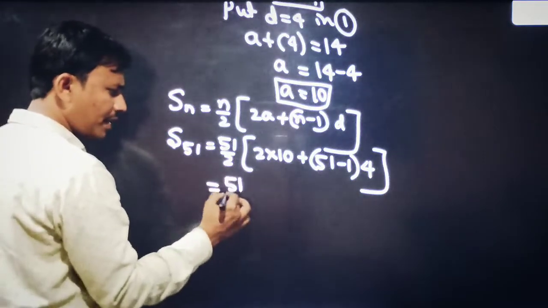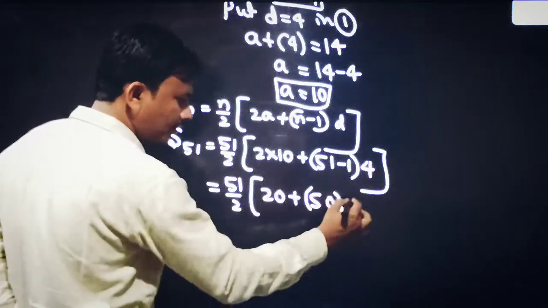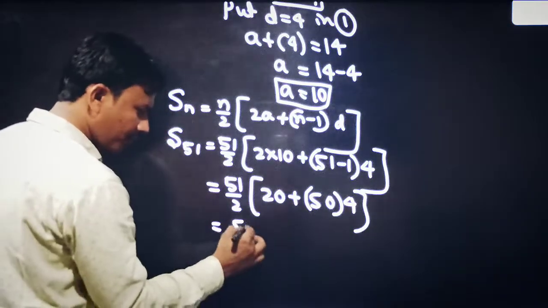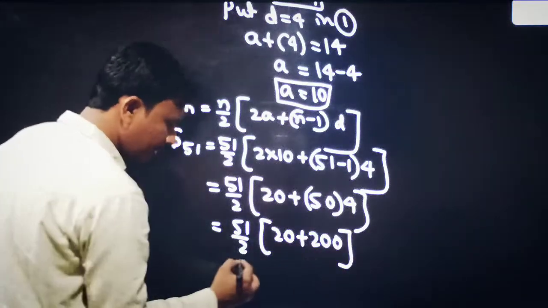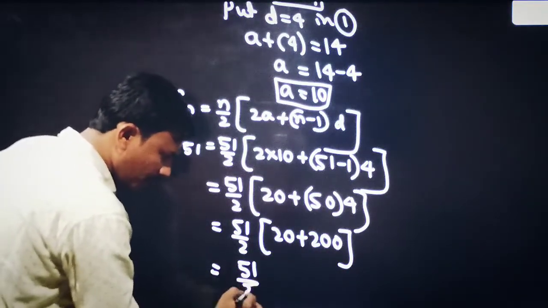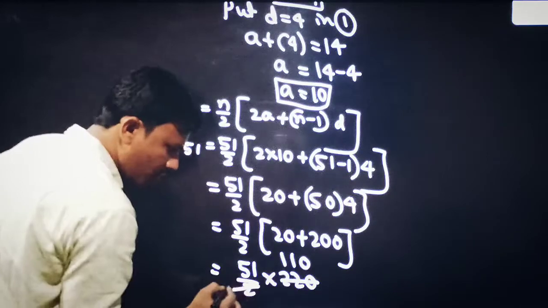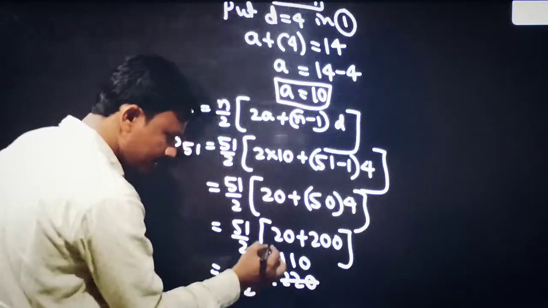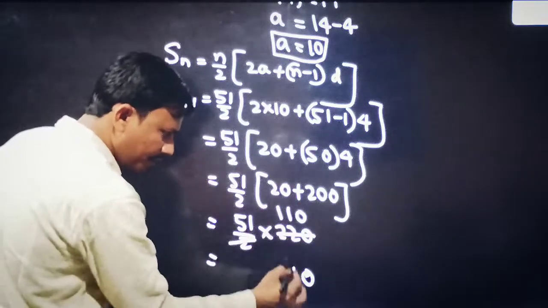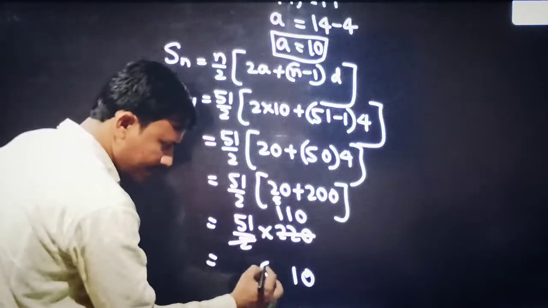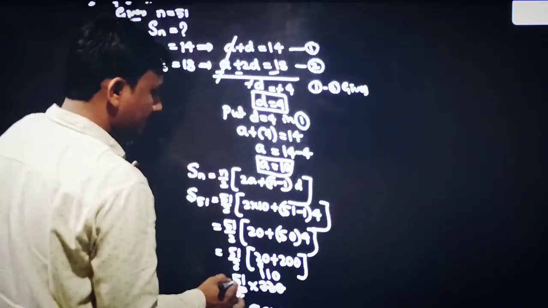This is equal to 51 divided by 2. 2 tens are 20. 51 minus 1, 50 into 4. This is equal to 51 divided by 2 in bracket 20 plus 5 4s are 20, 200. This is equal to 51 divided by 2 into 220. 2 ones are 0, 51 into 110. Look, 51 zeros are 0. 51 ones are 51, carry 5. 51, 56. 5610 will be the required solution. Check it out.